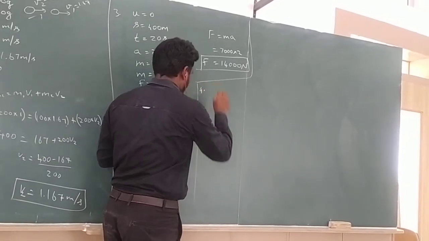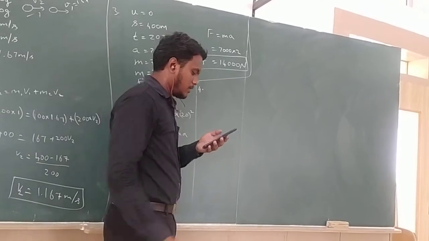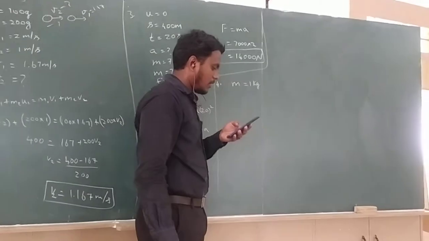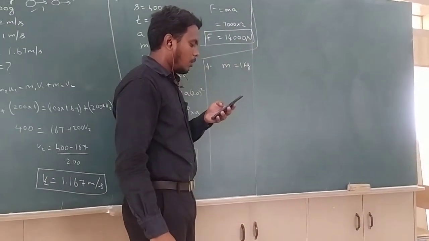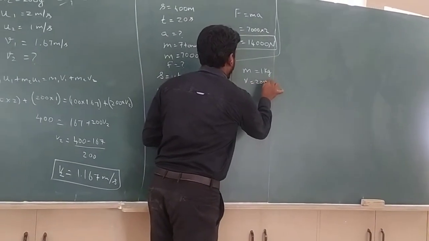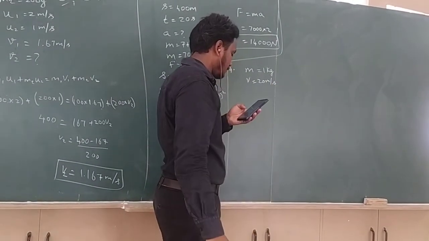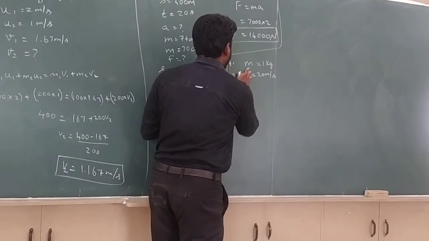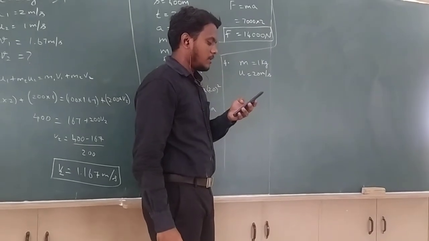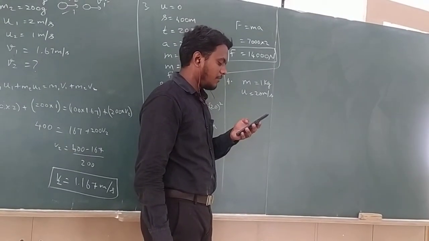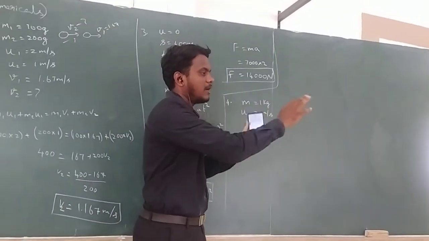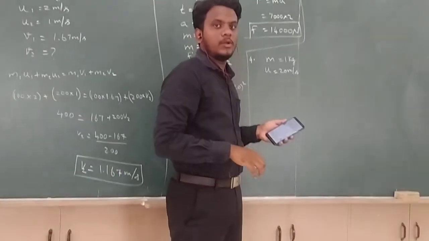Fourth one. A stone of 1 kg. So they have given mass of a stone is 1 kg. It is thrown with a velocity of 20 meter per second. Velocity equal to 20 meter per second. We have to take it as initial velocity because it is thrown. And comes to rest after traveling a distance of 50 meters. So comes to rest. What is the meaning of come to rest? After throwing, after some time it comes to rest. That is final velocity is 0.